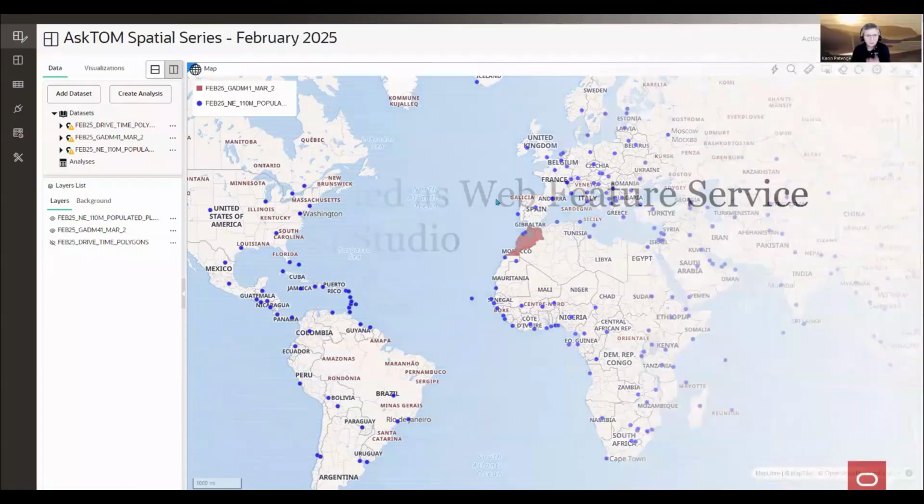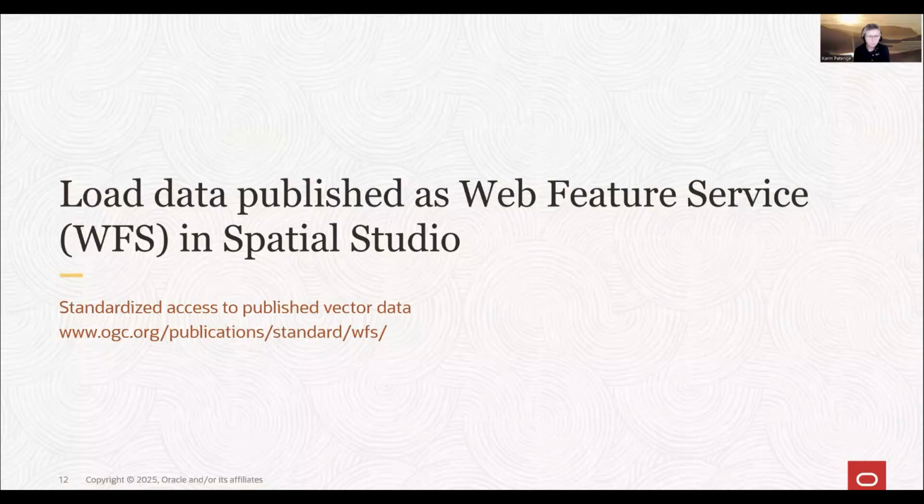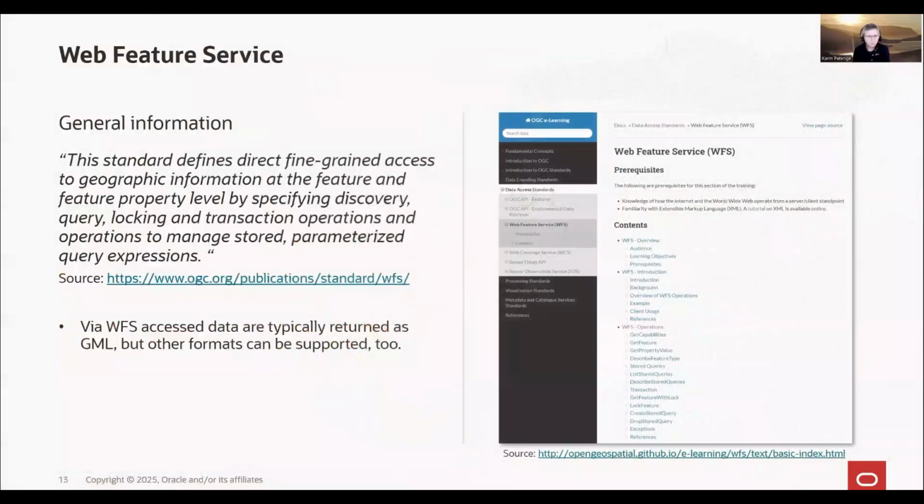Okay, perfect. Then let me go ahead and show you another way to load spatial data into an Oracle database, again using Spatial Studio. This time we want to use the web feature services, which expose vector data in many places, especially in open data portals across the world. Making use of those data, you can access the WFS endpoints and get the data directly from there. And this is what I want to show you right now.